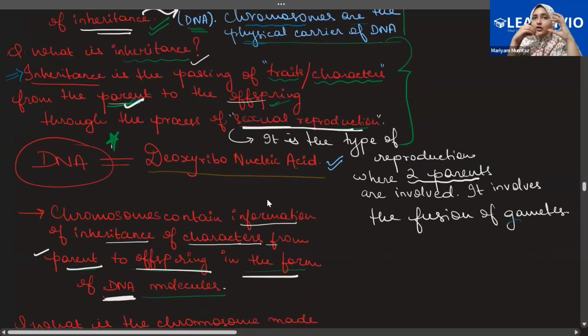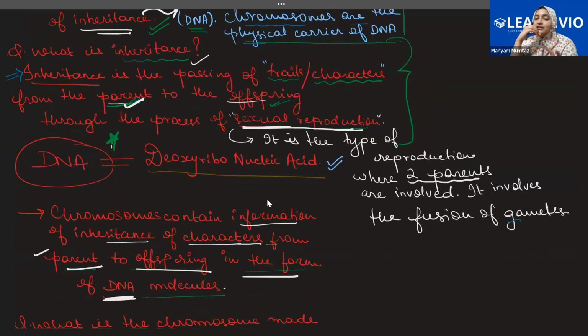Inheritance is the process through which the characters, the traits, the DNA is passed on from the older generation to the newer or younger generation. Meaning the traits or characters are passed on from the parents to the offspring, from the grandparents to the parents, and then from the parents to the offspring. So this is what is known as inheritance.